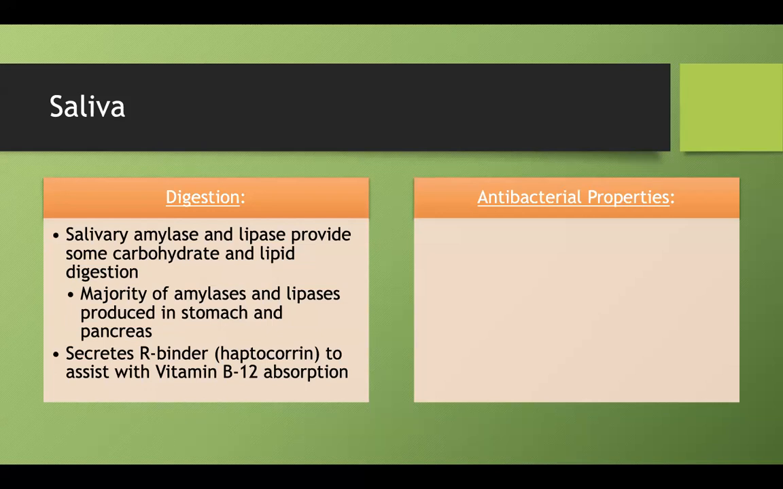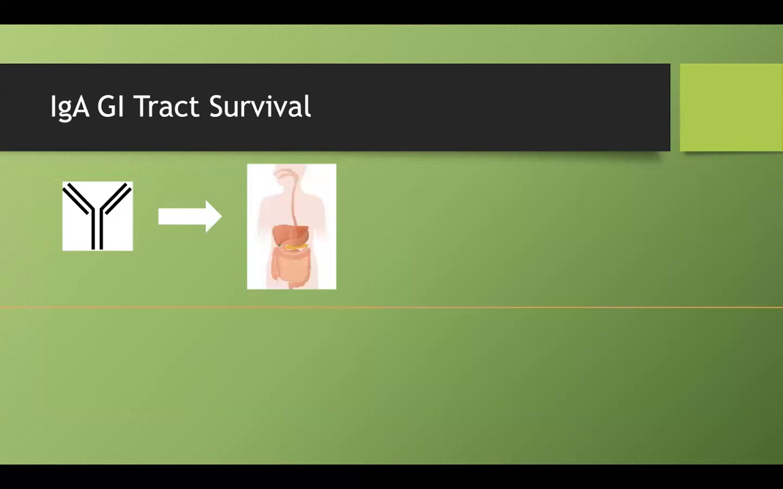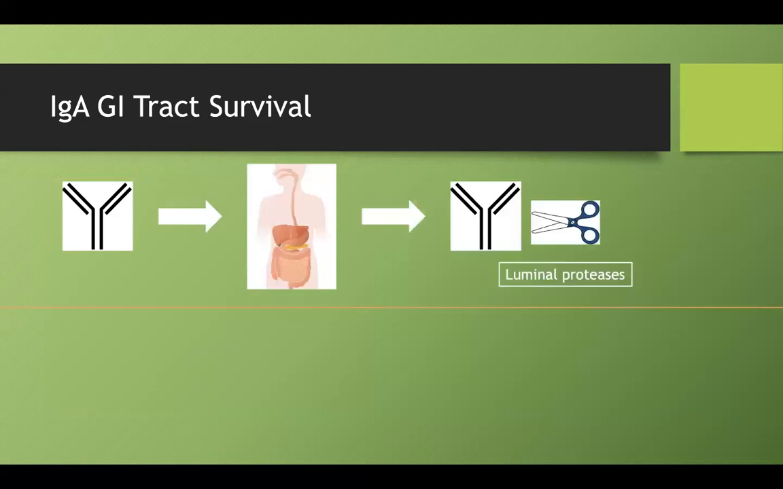There's a little bit of antibacterial properties associated with saliva as well. It can secrete IgA, which is the only antibody that can survive the GI tract. IgA is important for several different organ systems, so I'm just going to talk about it since this is the first time we're encountering it. How it works is that if I sent a regular antibody into our GI tract, luminal proteases will come in, chop the antibody in half, and you will have a non-functional antibody.